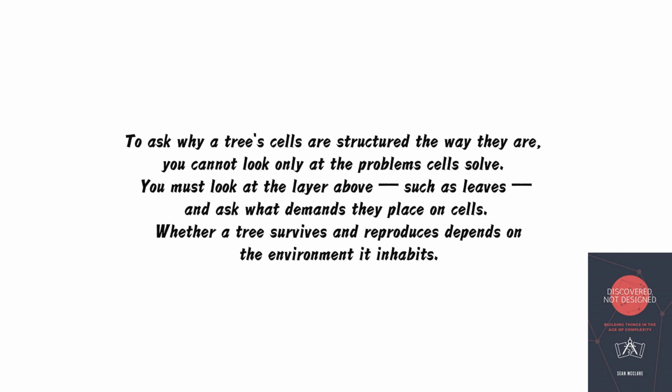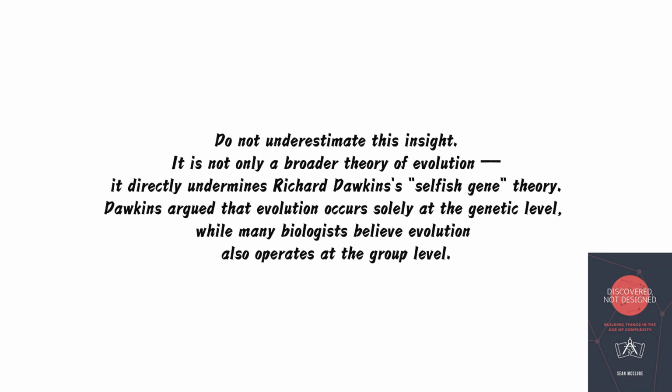To ask why a tree's cells are structured the way they are, you cannot look only at the problems cells solve. You must look at the layer above, such as leaves, and ask what demands they place on cells. Whether a tree survives and reproduces depends on the environment it inhabits. Do not underestimate this insight. It is not only a broader theory of evolution. It directly undermines Richard Dawkins's selfish gene theory.